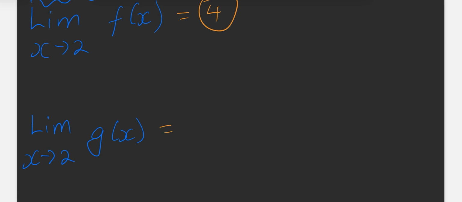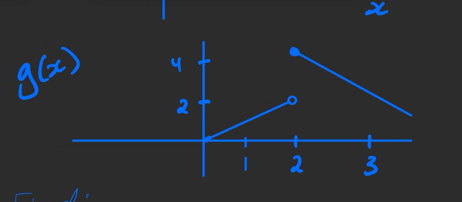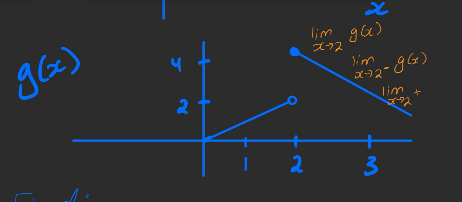Let's look at the limit as x approaches 2 of g of x. So here, we have a function, g of x. In order to find the limit as x approaches 2 of g of x, we have to find the limit as x approaches 2 from the left-hand side of g of x and the limit as x approaches 2 from the right-hand side of g of x, and check if they're equal. Let's start with the left-hand side.